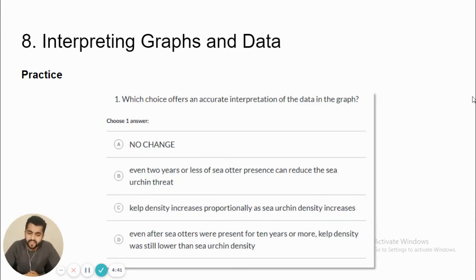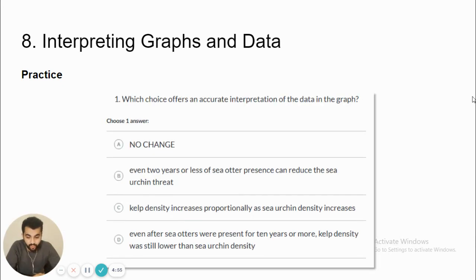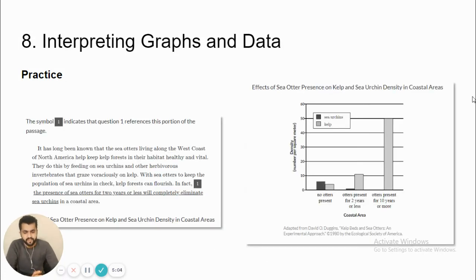C: kelp density increases proportionally as sea urchin density increases. That is wrong. Actually, when the sea urchin density increases, the kelp density decreases. So this is a completely wrong option. D: even after sea otters were present for 10 years or more, kelp density was still lower than sea urchin density. This is wrong as well because when the sea otters were present for 10 years or more, in the rightmost bar, the sea urchins are completely eliminated and the kelp density is very high.